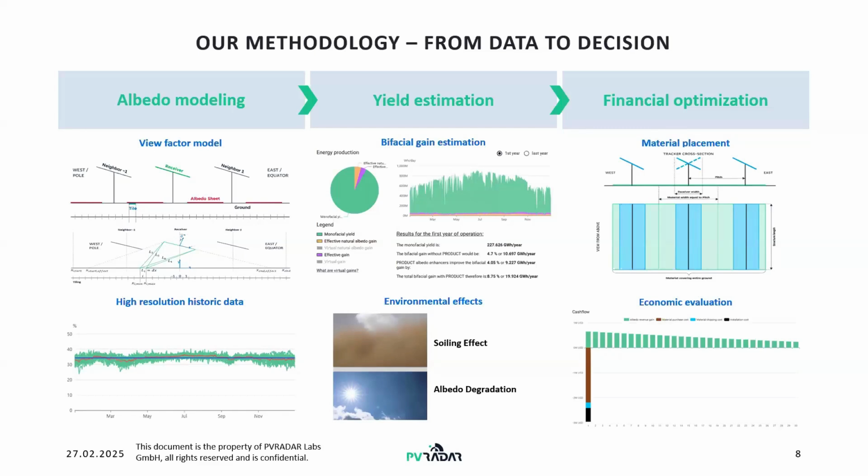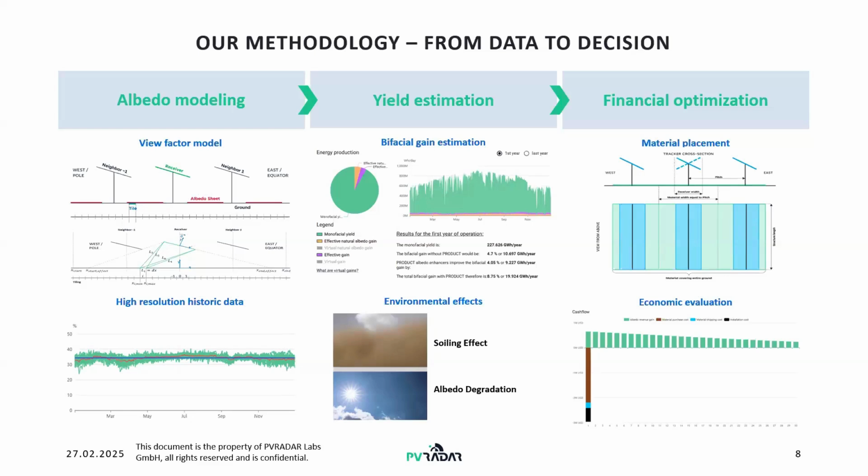Then when we have modeled the effect of the albedo enhancer, we jump into the yield estimation, where we can very easily differentiate between the production that the monofacial power plant would have, on top of that the bifacial gain associated to the natural albedo of the ground, and finally the additional energy that comes from the product that is increasing the albedo. In this regard, we also consider environmental effects, so soiling effects, both in the module, air, and in the albedo material. And of course, albedo degradation.